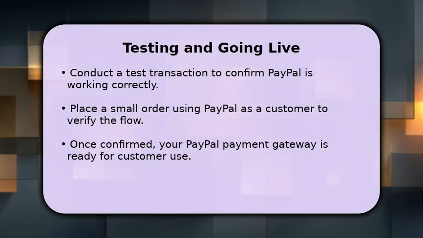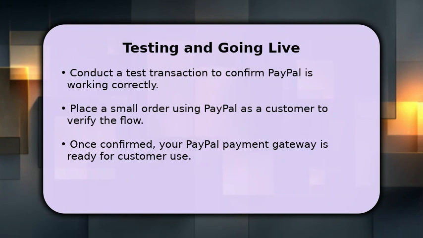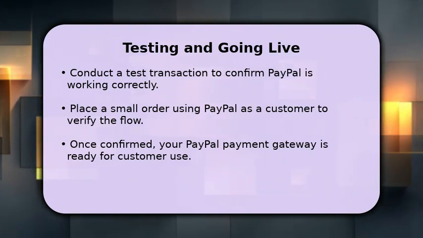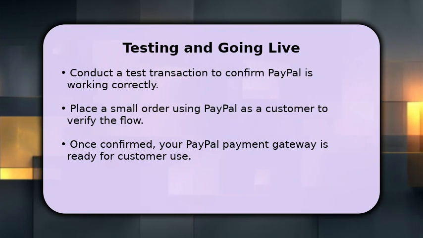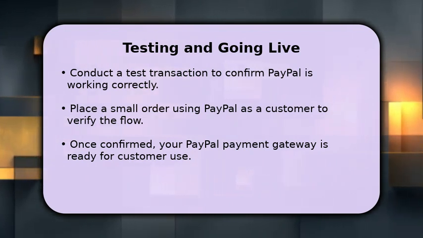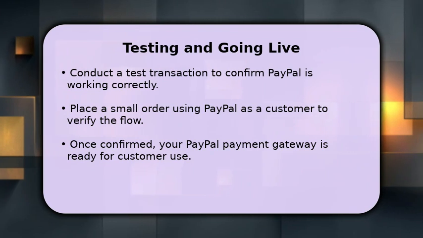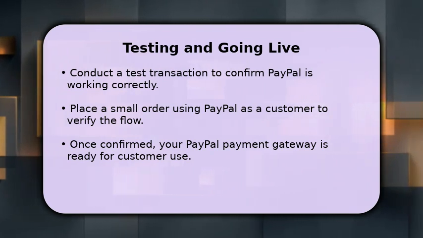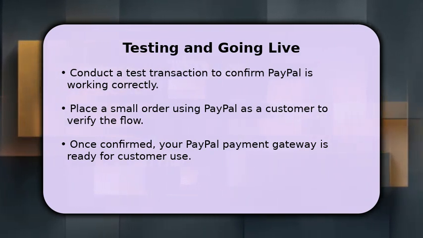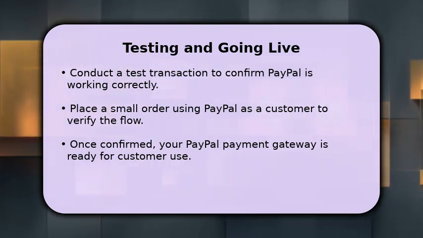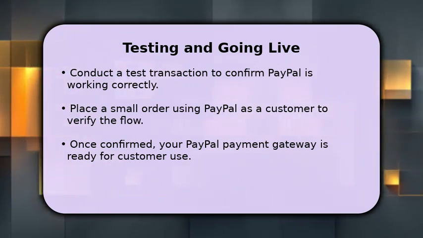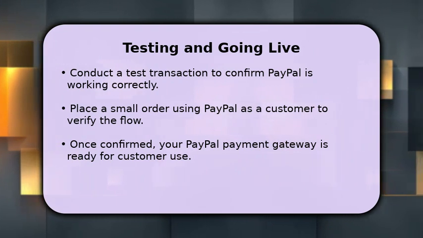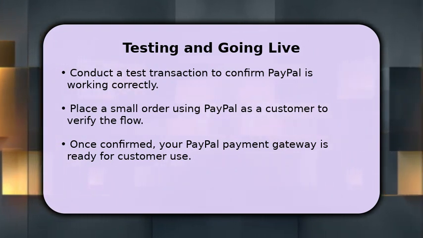Before going live, it is essential to perform a test transaction. Place a small order on your own store, selecting PayPal as the payment method to ensure everything functions as expected from a customer's perspective. Verify that the payment processes correctly and the order appears in your Shopify admin. Once you've confirmed that PayPal is working seamlessly, your payment gateway is fully ready to accept customer payments.